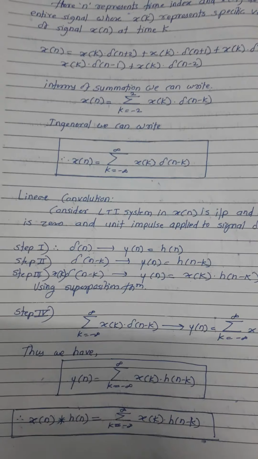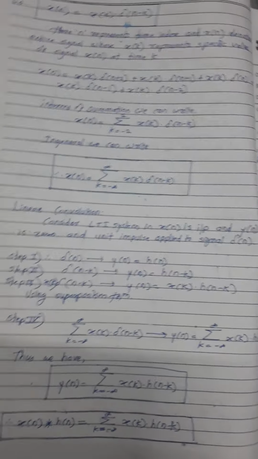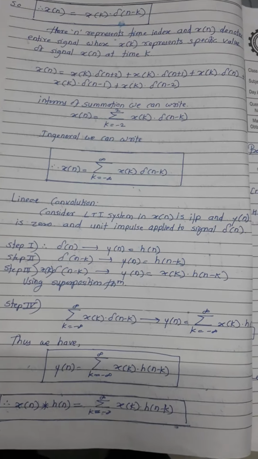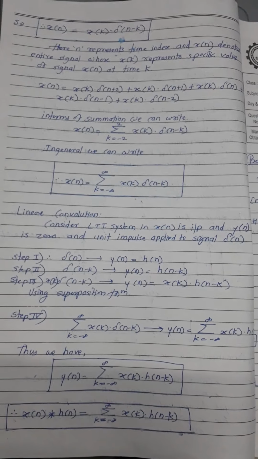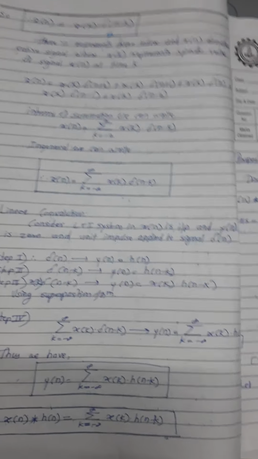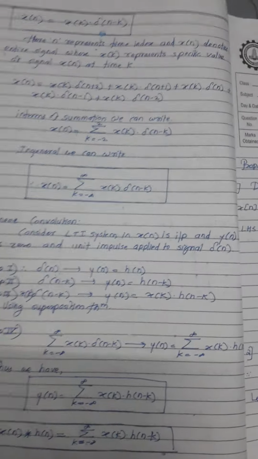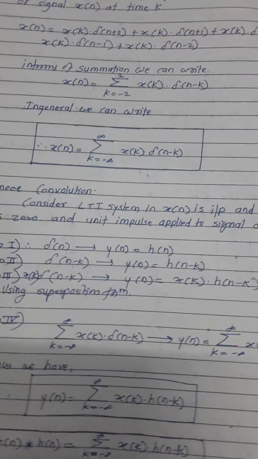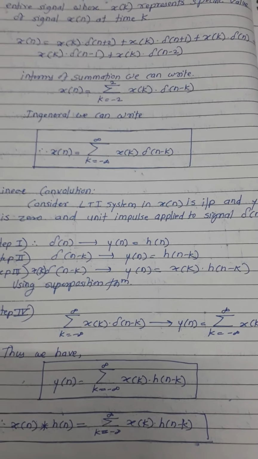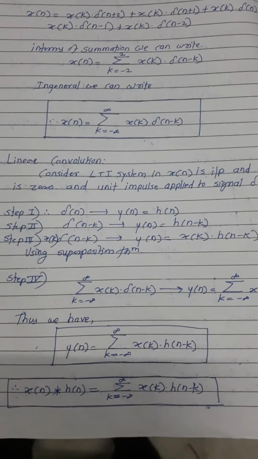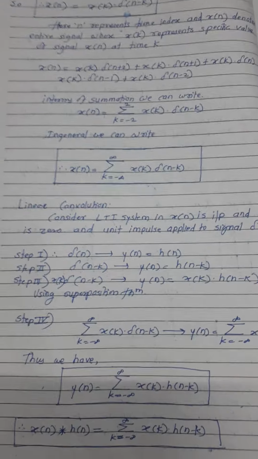Using the superposition theorem, step number 4: summation k is equal to minus infinity to infinity x of k into del of n minus k, which gives you y of n is equal to summation k is equal to minus infinity to infinity x of k into h of n minus k. So again we have y of n is equal to summation k is equal to minus infinity to infinity x of k into h of n minus k. So convolution we may represent here as x of n convolved with h of n is equal to summation k is equal to minus infinity to infinity x of k into h of n minus k. So this is the formula of convolution.